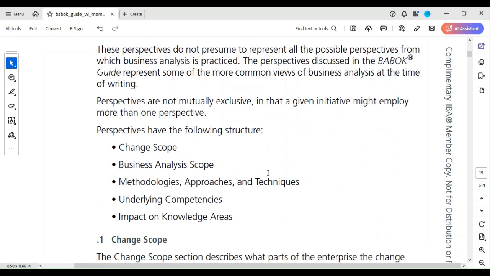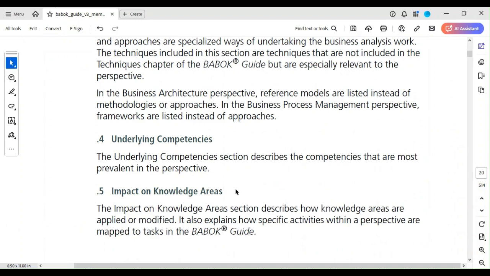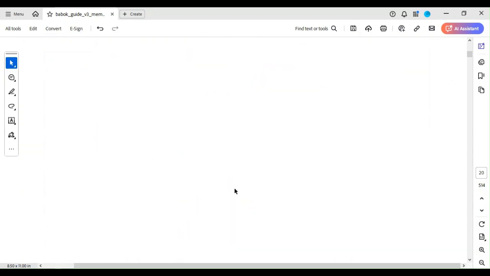These perspectives do not presume to represent all the possible perspectives from which business analysis is practiced. The perspectives discussed in the BABOK Guide represent some of the more common views of business analysis at the time of writing. Perspectives are not mutually exclusive, in that a given initiative might employ more than one perspective. Remember this always. Perspectives have the following structure: change scope, business analysis scope, methodologies, approaches, and techniques, underlying competencies, and impact on knowledge areas. Once we are done with this, we move into chapter 2.